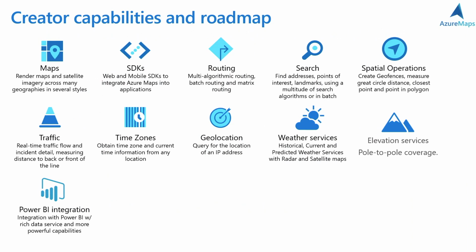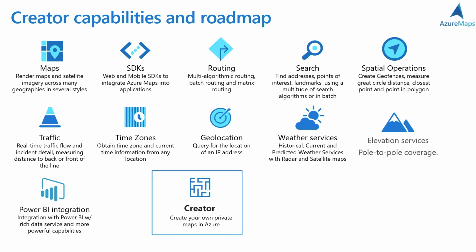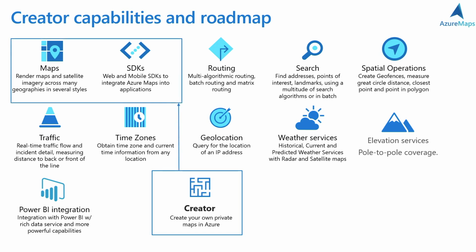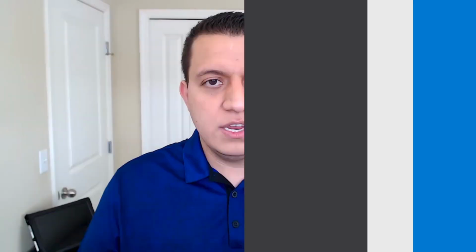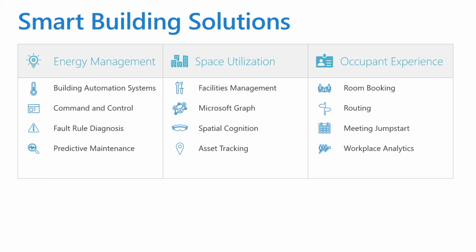So what are the capabilities that you can get as part of Azure Maps? As I said before, you can leverage the Azure Maps services into your Azure Maps Creator account. So you get your own private maps in Azure integrated with the maps control and the SDKs. Also, you can use the routing and search capabilities, which will happen post the general availability. And last but not least, we also have the integration with Power BI to visualize indoor mapping in your dashboards and reports in Power BI. And also, we have the smart building solutions.